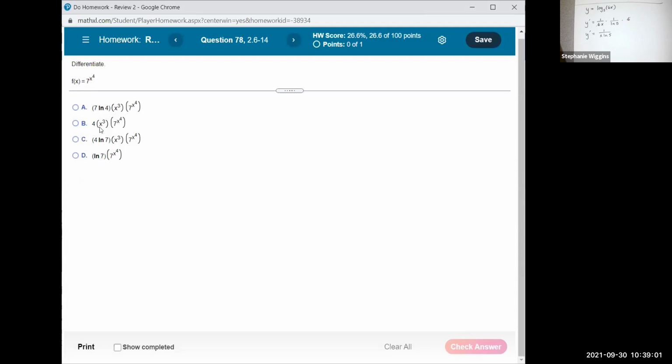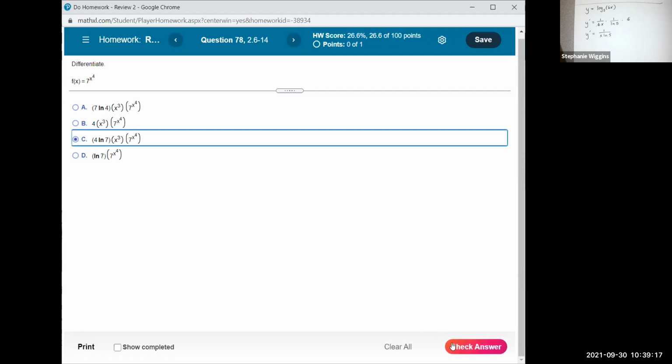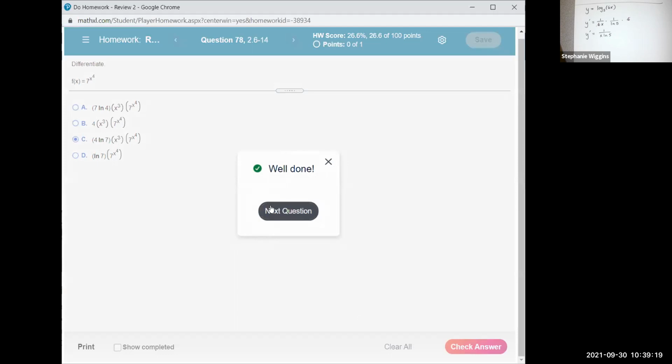These 2 are out because they're missing natural log of 7. So it's down to C and D. And then the last step is to multiply by the derivative of the exponent. Well, that's 4x cubed. So you can see the 4 there and the x cubed there. So C is the correct answer. So know those 3 steps for differentiating exponential functions, and then the 3 steps for differentiating logs. Make sure you know those.